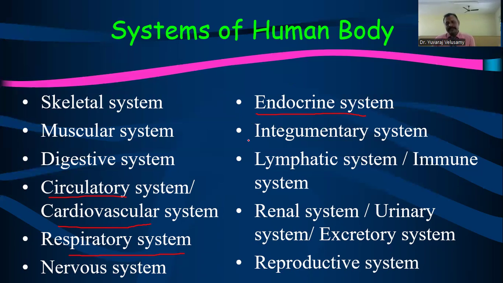Sir, is everything finished? No. We need protection. So we have to protect internal organs. So we have skin, nail, hair, kind of integumentary system, which protects the body from the external environment.